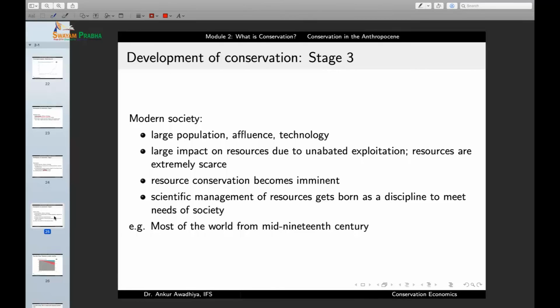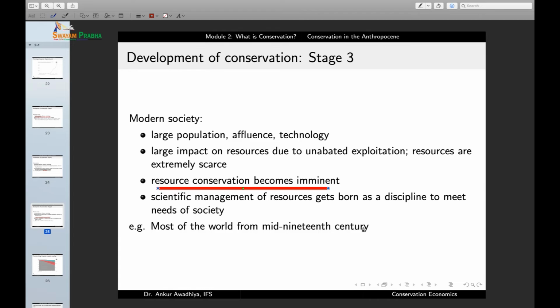Now we do not have any more land to bring to the empire. What do we do now? There is a large impact on resources because of unabated exploitation. The resources are extremely scarce, but there is no more land to bring into the fold. There is no more land to exploit, and so resource conservation has become extremely imminent because we do not have any other option.